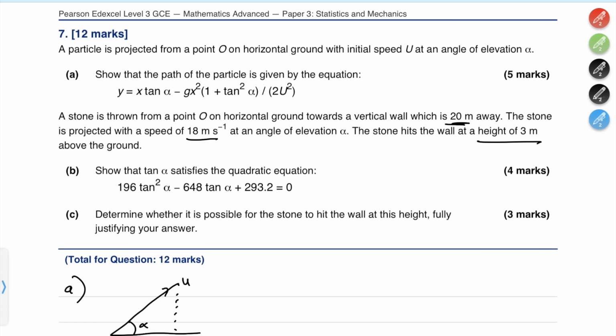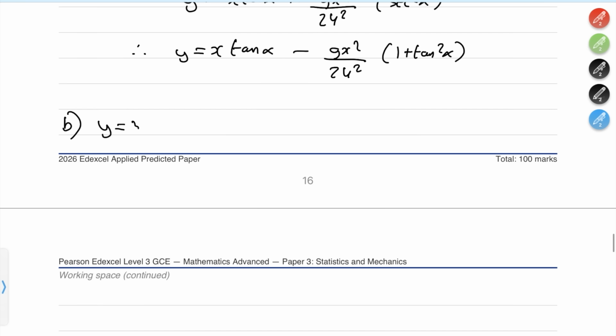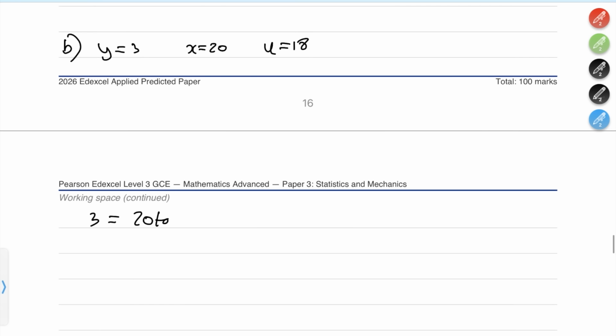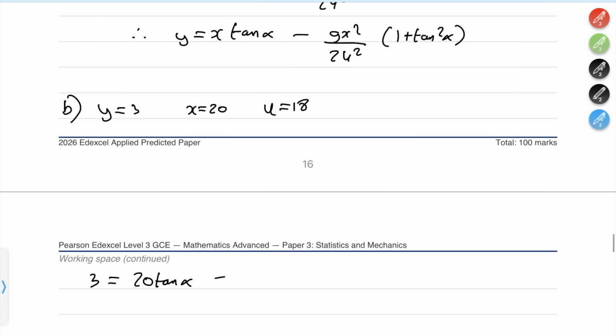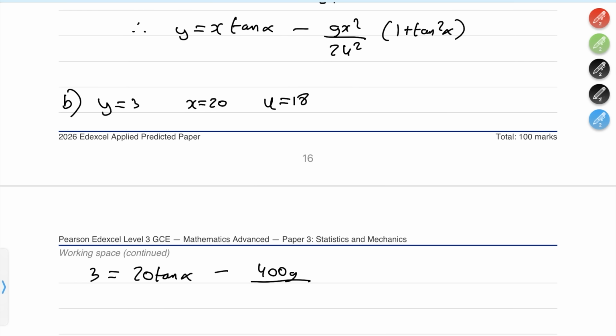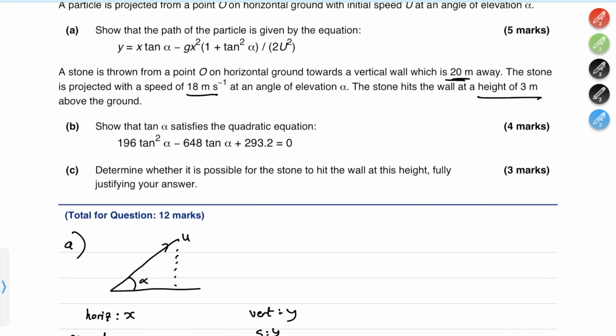So we can now substitute this into our equation. So we've got y is equal to 3, x equals 20, and u equals 18. So 3 is equal to 20 tan alpha minus, so 20 squared is 400 g over u squared. So 18 squared is 324, I think. So let's test that out. Yeah, 324. Multiplied by 2 is 648. And then 1 plus tan squared alpha. So I believe it's got it in terms of tan squared.